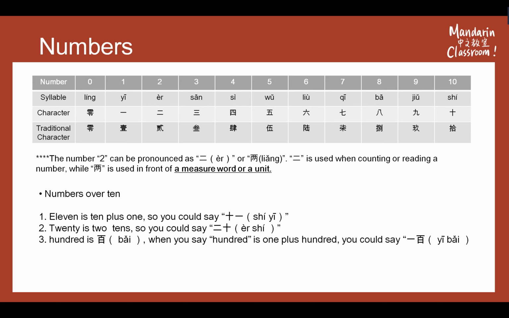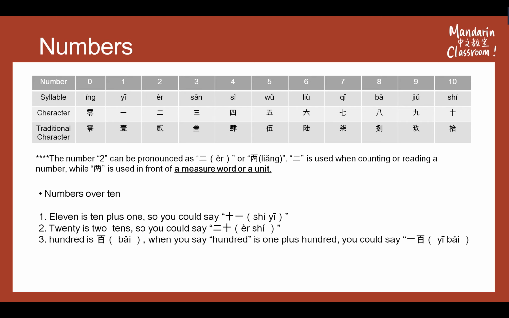6, 六. 7, 七. 8, 八. 9, 九. 10, 十. So from 0 to 10, now you know how to pronounce them.